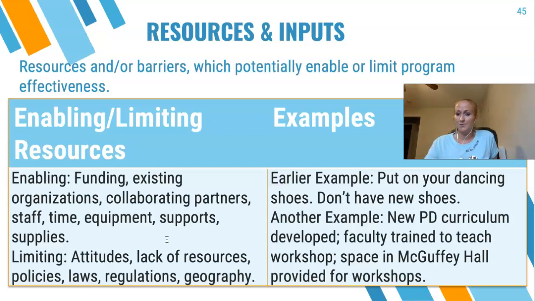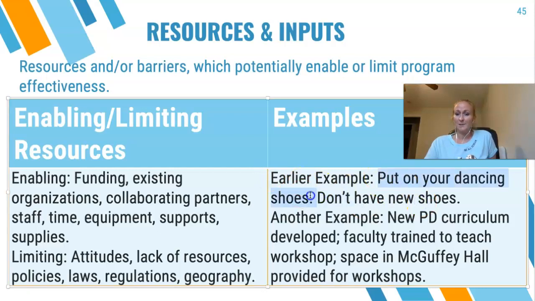Again, these are some examples over here on the side. You have to put on your dancing shoes would be enabling, or you just don't have shoes. That would be the limiting. So maybe you got to go get some shoes. So another example, you put in some new curriculum into place. You have to go get staff to train people on a workshop. You have to get supplies for the workshop and training manuals. So those would be resources and inputs for your project.